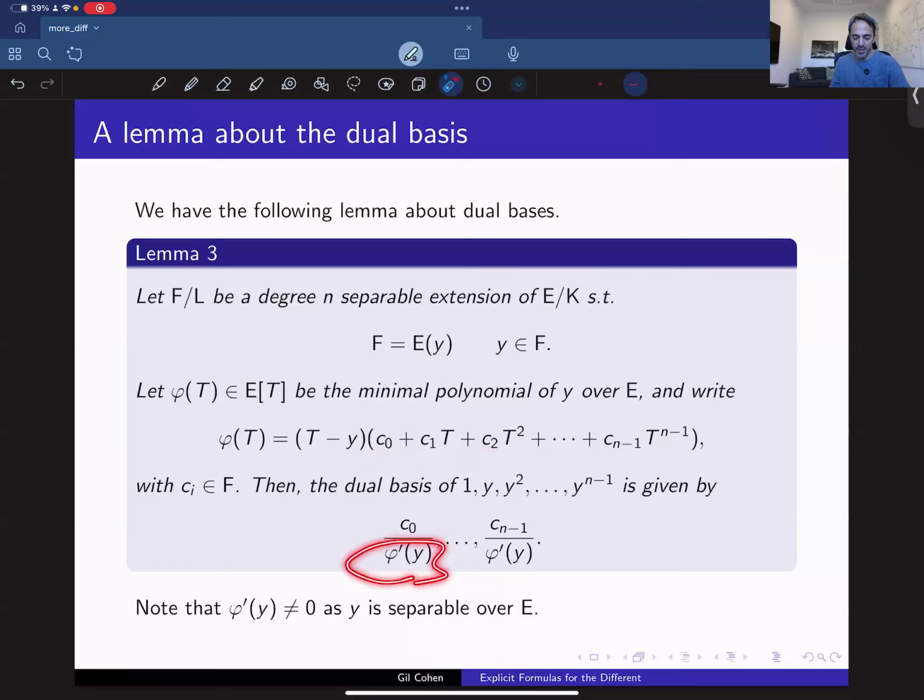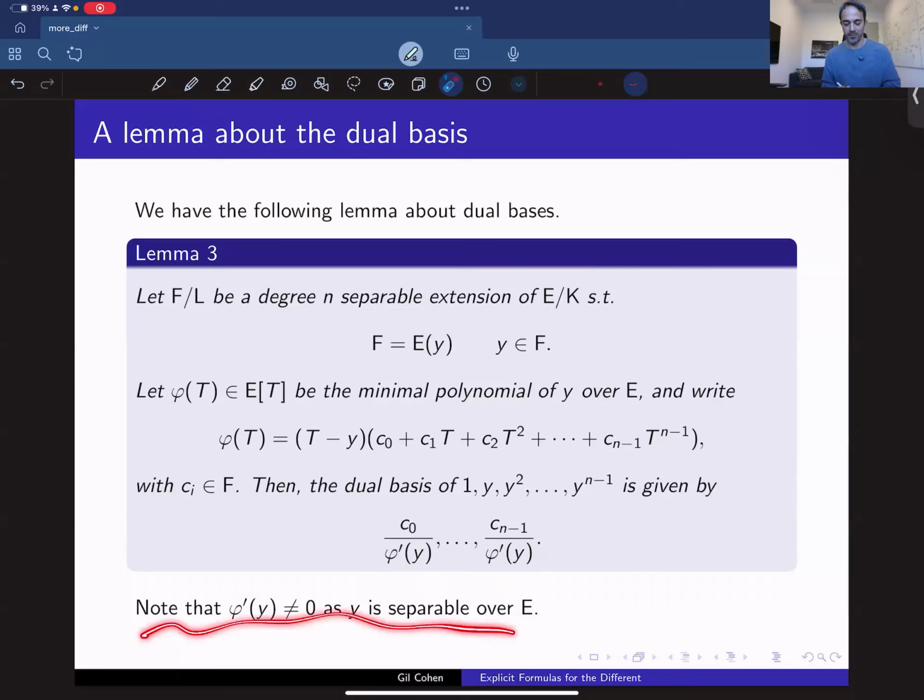Note, by the way, that phi prime of y is not 0, because the extension is separable, so y is separable. So the minimal polynomial of y has no repeated roots. In particular, y is not a repeated root of the polynomial, which is to say that phi prime of y is not 0. So it makes sense to divide by phi prime of y.